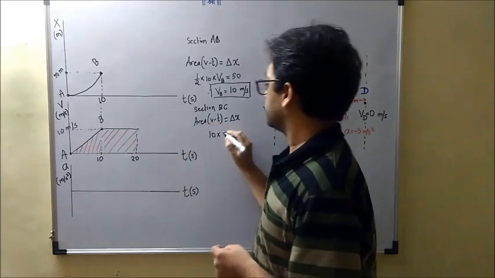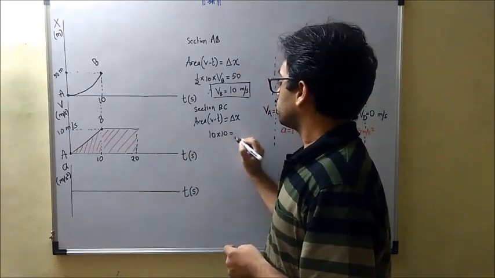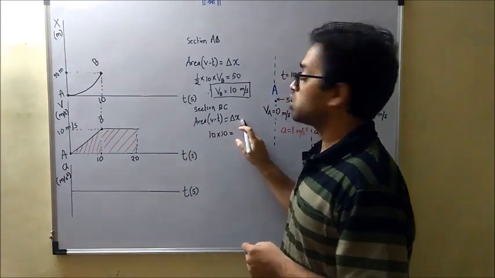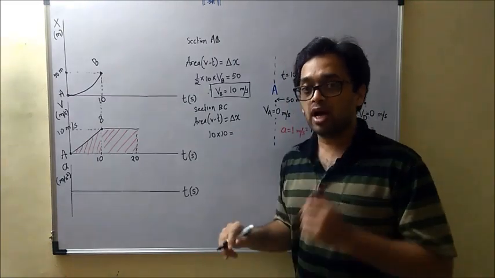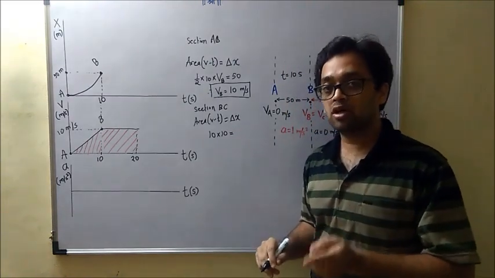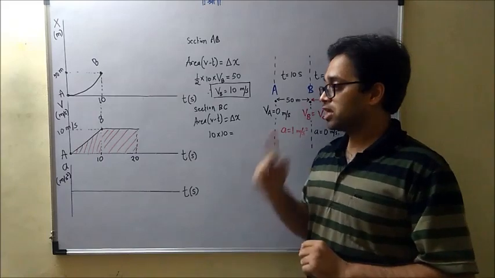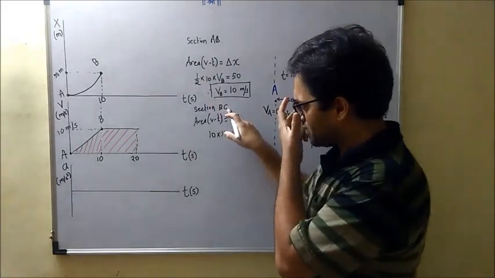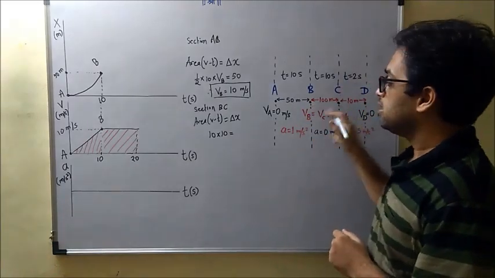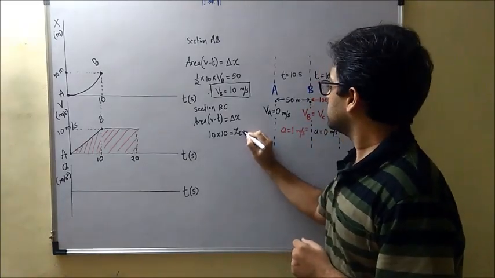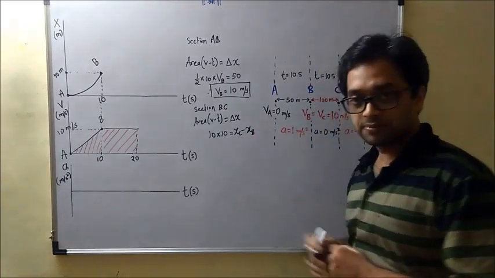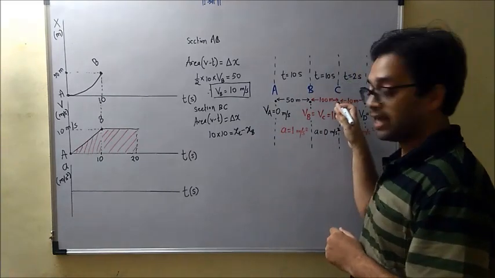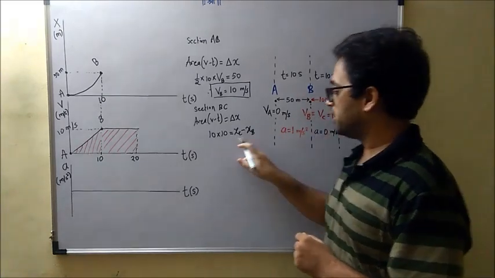Into what is the height? It is 10 meters per second. So 10 into 10, which is 100, should be equal to change in the position. Remember, I have already told you in physics, if you hear the word change, change is always final minus initial. So for section BC, it should be x at C minus x at B, final position x at C minus x at B.